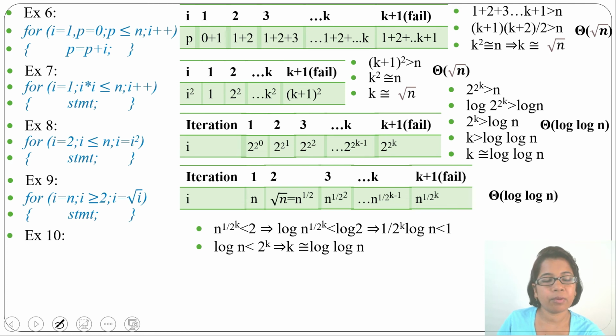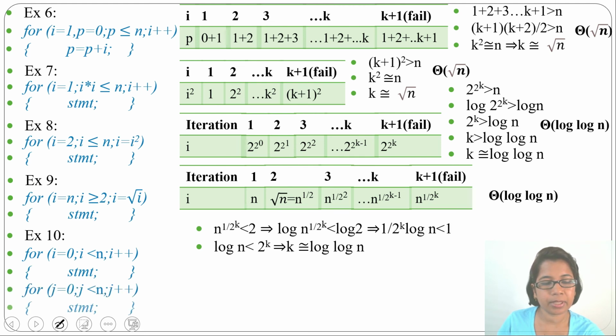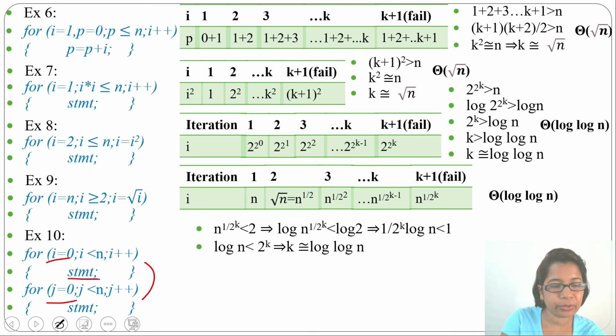It is a combination of two for loops, but both are independent. It is not dependent. For i equals 0, i less than n, i plus plus, some statement is given. Then for j equals 0, j less than n, j plus plus, some statement is given. These two for loops are independent, these two are separate for loops. Here the variable is i, here the variable is j, and i and j are not dependent on each other. This statement will execute separately while this statement will execute separately.